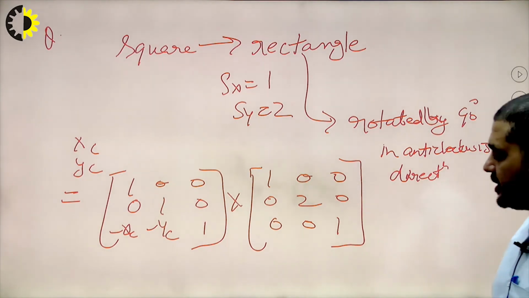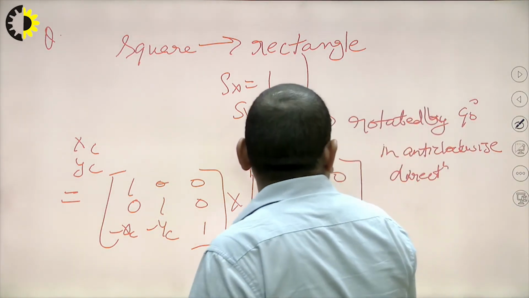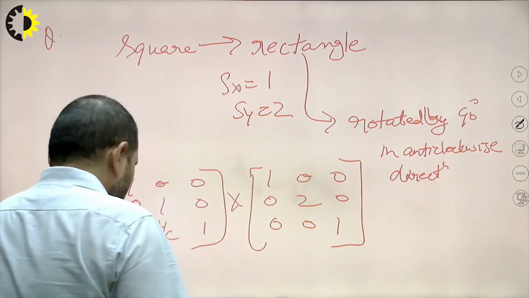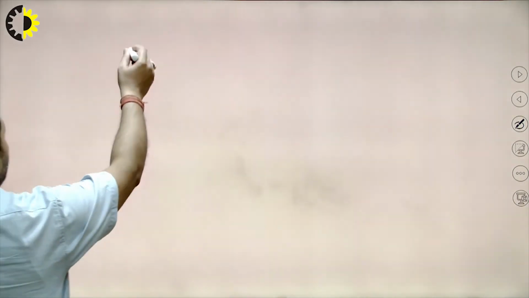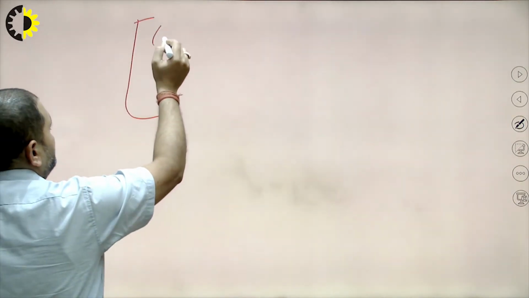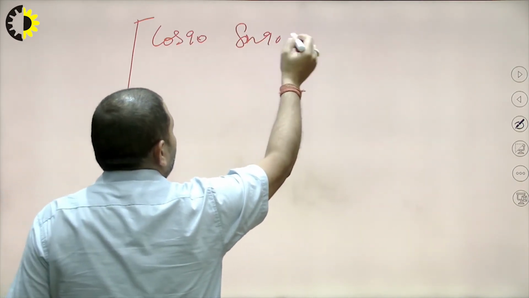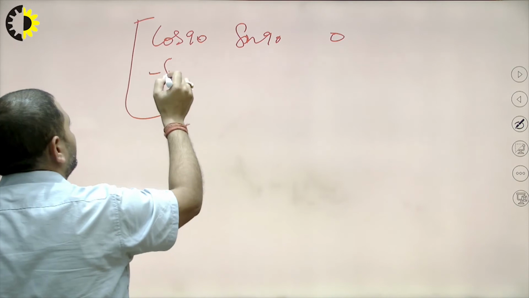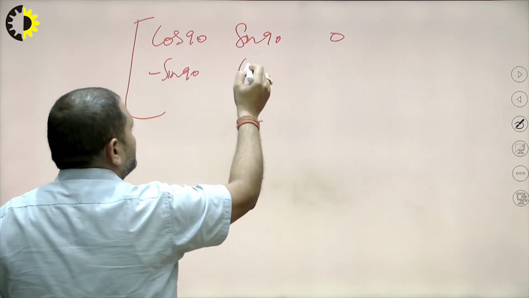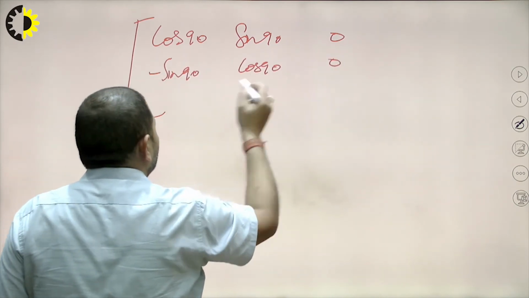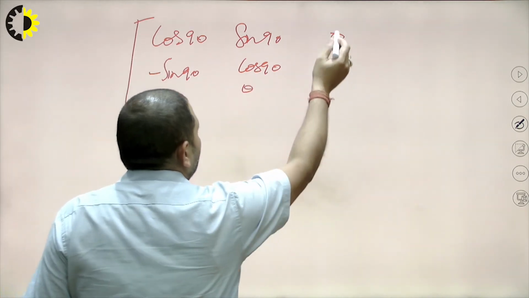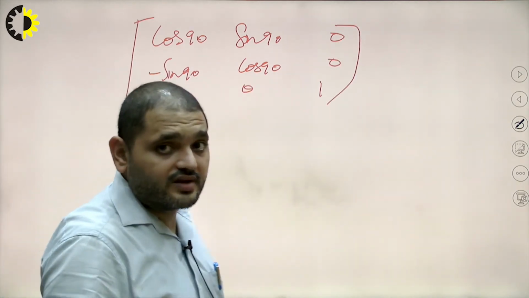Now we have to rotate. So rotate by 90 degrees in the clockwise direction. So what will the rotation matrix be? Cos 90, sin 90, 0; minus sin 90, cos 90, 0; 0 0 1. And the last step, we have done the rotation.